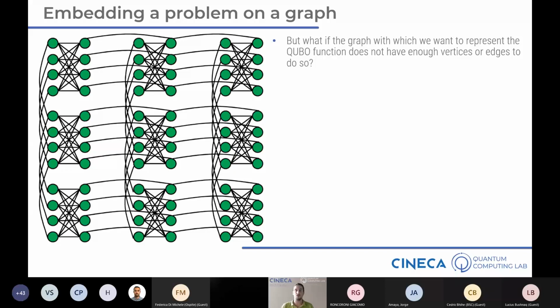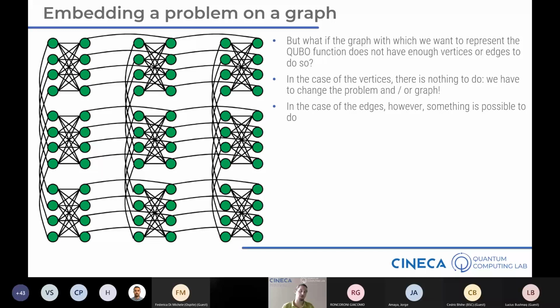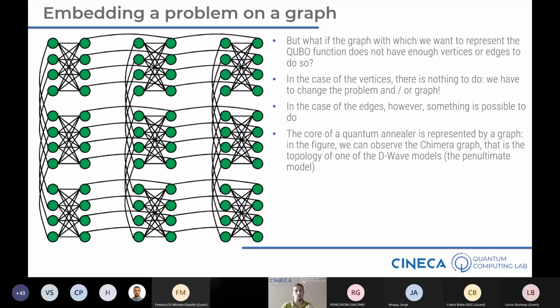So what if the graph in which we want to represent the QUBO function does not have enough vertices or edges to do so? Of course, if there are not enough vertices, there's nothing to do. You cannot map your QUBO problem into a graph that has fewer qubits than your variables. But if the problem is edges, it's possible to do. How? We can observe in the figure the Chimera graph. This is the topology of one of the D-Wave models, the penultimate one.